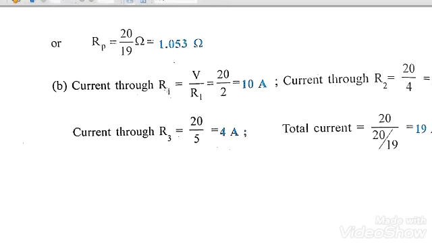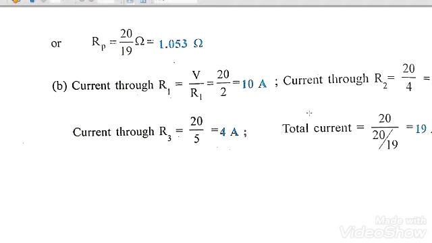Then current through R1, according to the equation, I1 is equal to V divided by R1. That is V is 20 divided by R1 is 2. Then 2 tens are 20, so 10 amperes. Then current through R2, 20 divided by 4, that is found to be 5, 4 fives are 20. And the current through R3, that is 20 divided by R3, which is 5, 5 fours are 20, then 4 ampere.